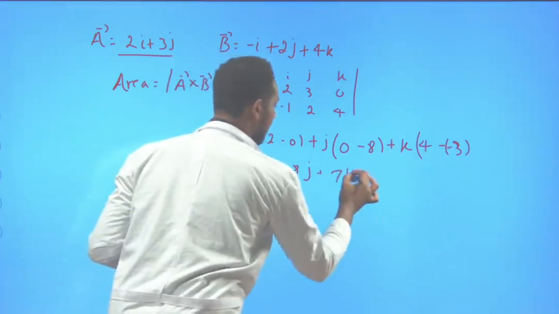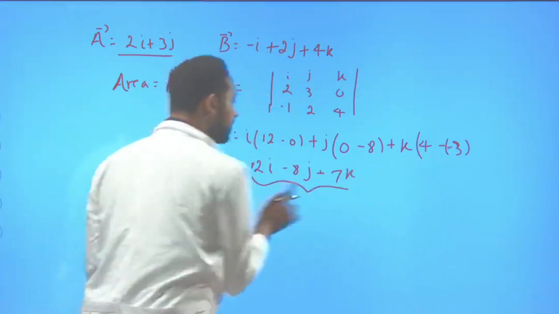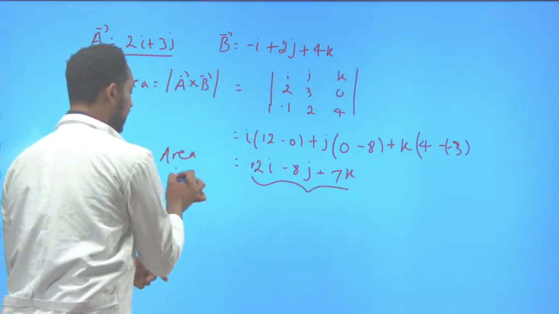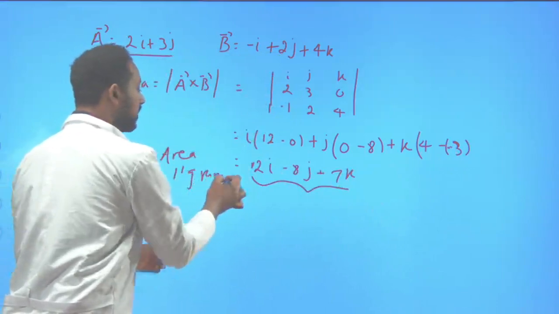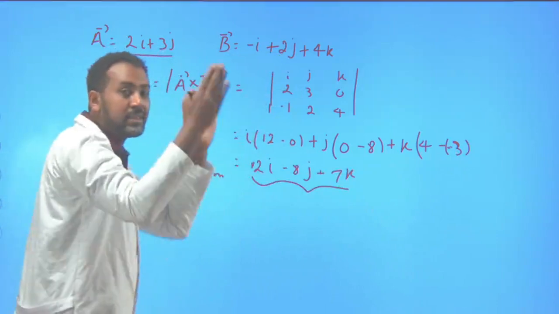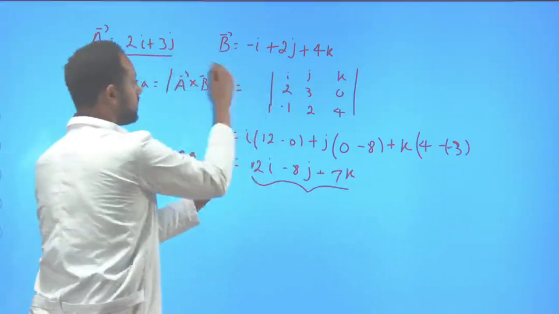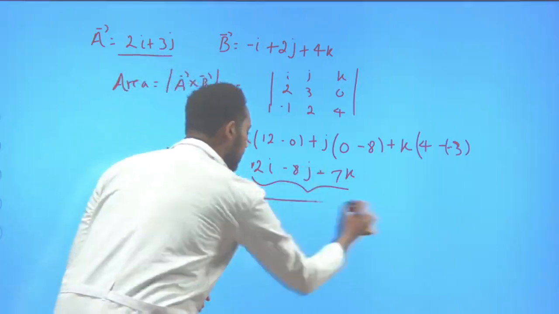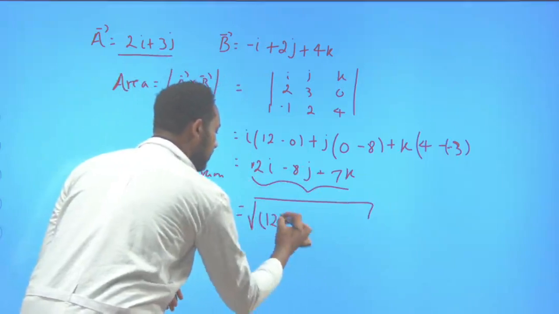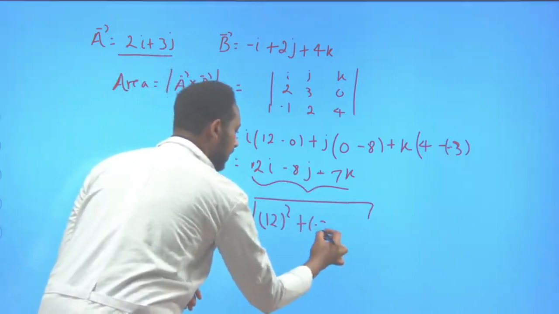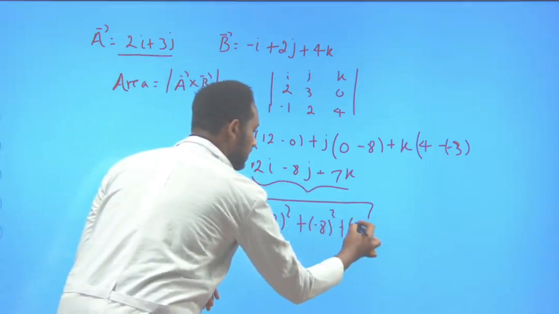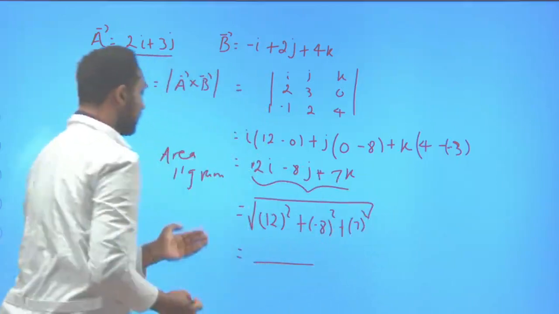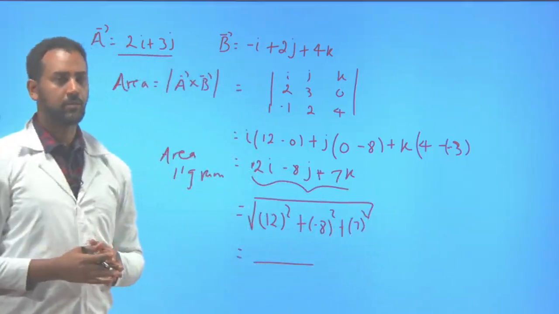Okay, 7k. This is a vector. This is not the area, actually. We are trying to determine the area of a parallelogram, so you have to find the magnitude of this vector. That's what it says, the magnitude. And how do you determine the magnitude? Well, the magnitude can be determined as 12 squared, plus negative 8 squared, plus 7 squared. This is how we determine the area of a parallelogram.